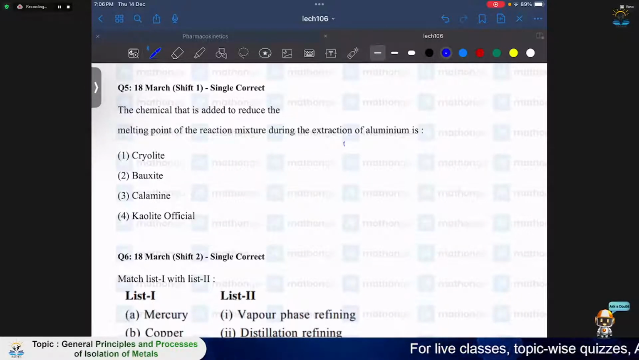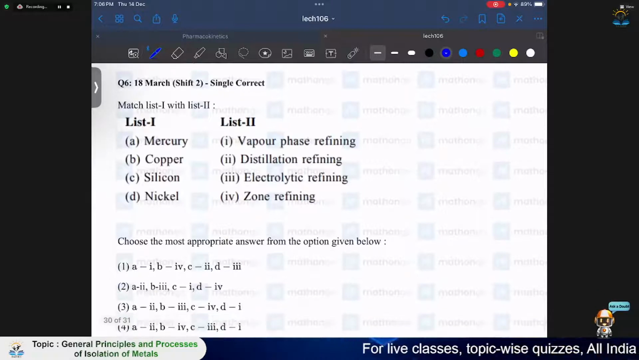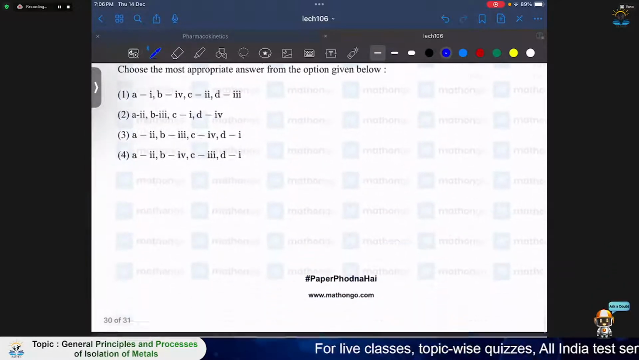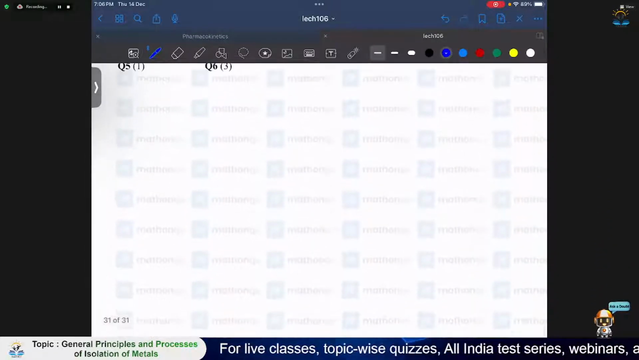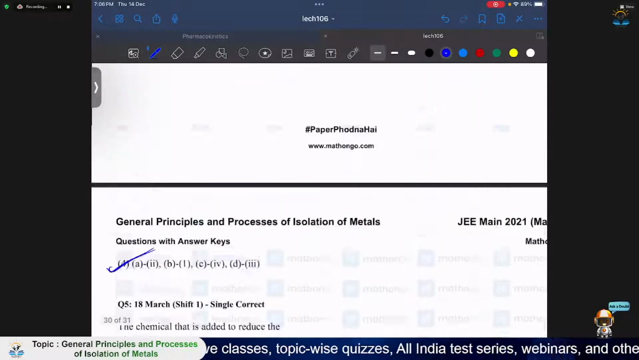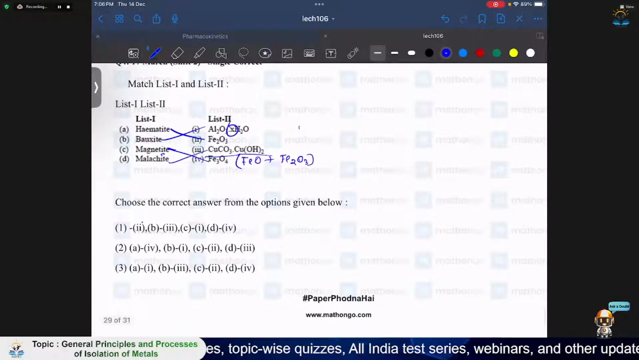Extraction of aluminum, we have not done this yet. Then match list one, refining, not yet completed. So yeah, we are done. Okay, we are done with the topic. I'll just do a quick revision.